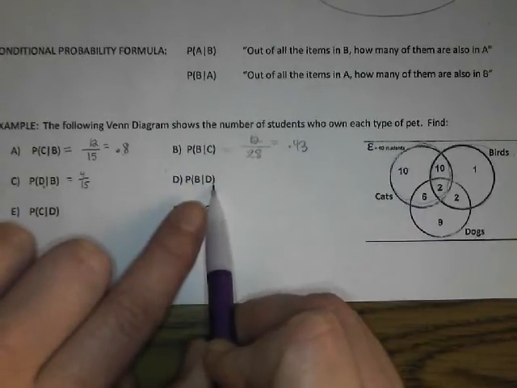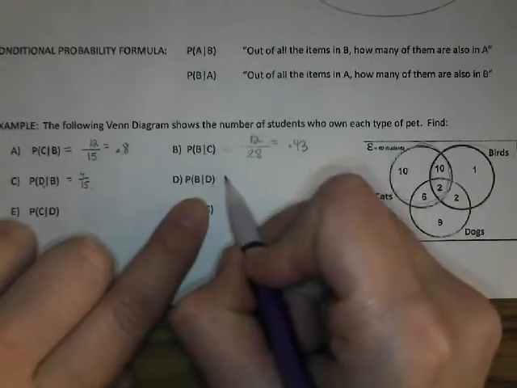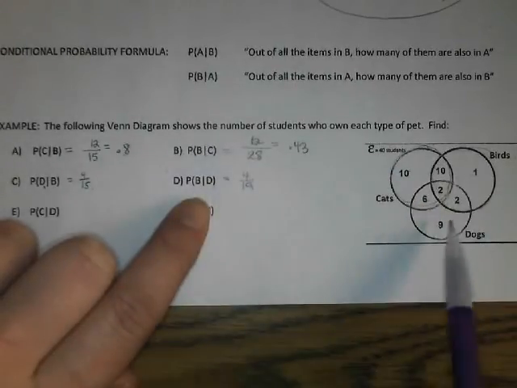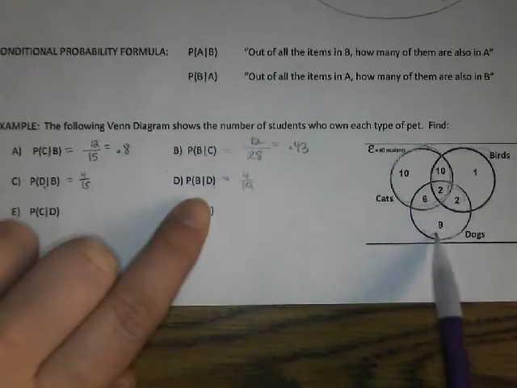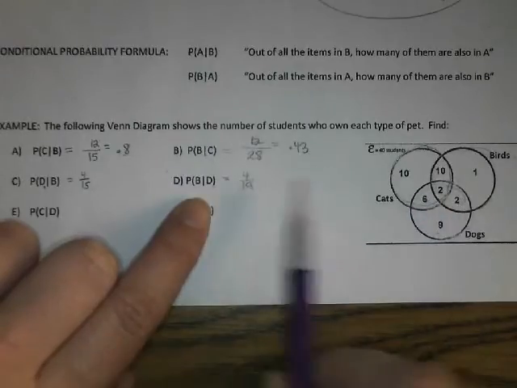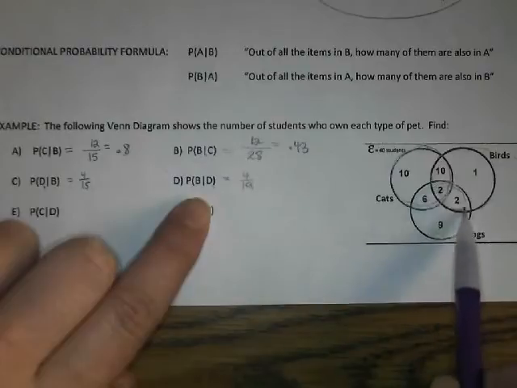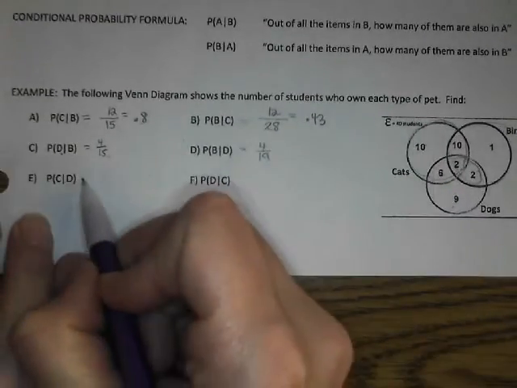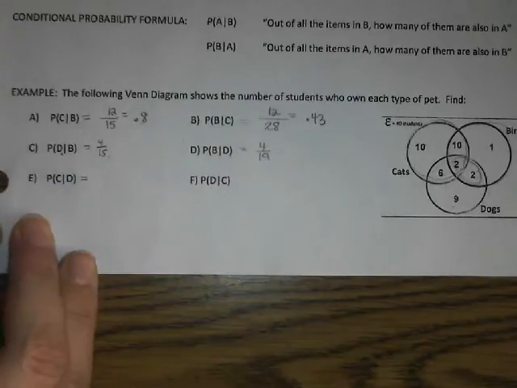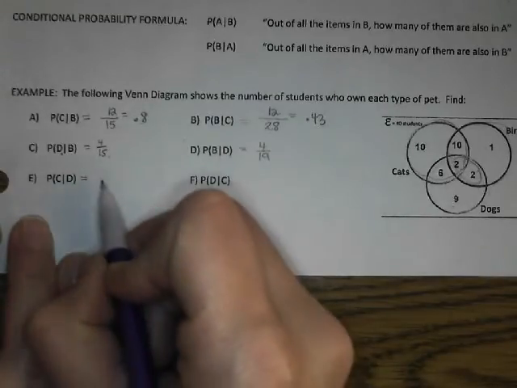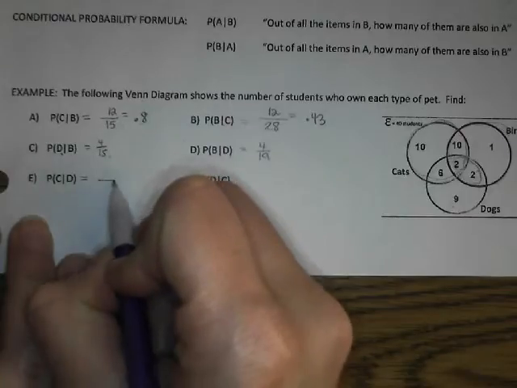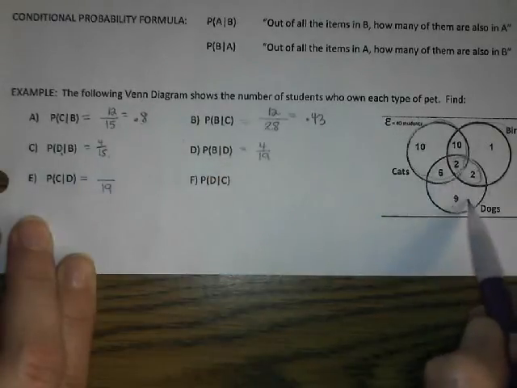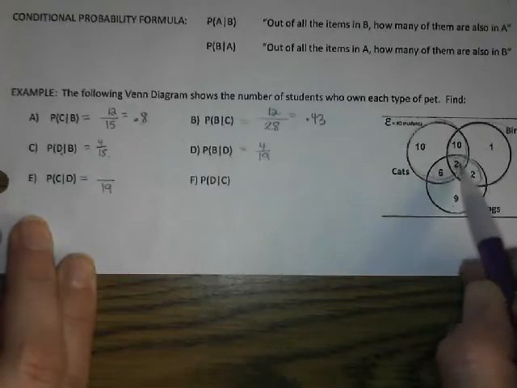Hunter? 4 out of 19. So out of all the dog owners, 15, 16, 17, 18, 19, how many also own a bird? These 4. Perfect. Okay? Did anyone get E? Sarah? 8 out of 19? So out of all the dog owners, and that is definitely 19, how many also own a cat? 8. Perfect.